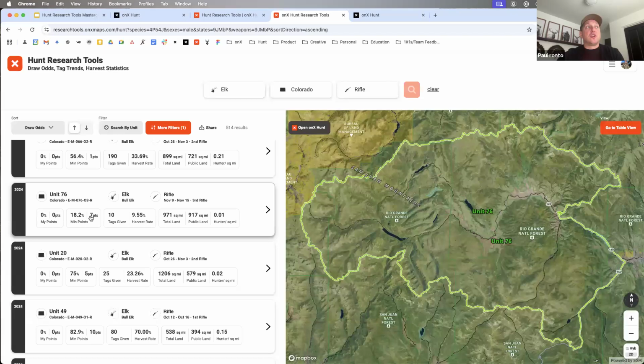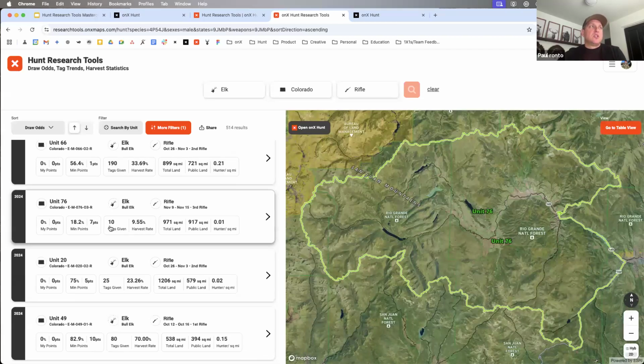So this tag last year took 7 points for anyone to draw. So that means anyone from 0 to 6 didn't get this tag. No one that applied with 0, 1, 2, 3, 4, 5, or 6 points got this tag. 18% of people that applied with 7 points got this tag, and 100% of people with 8 points or more that applied for this tag last year got it. So that's the break-even point.